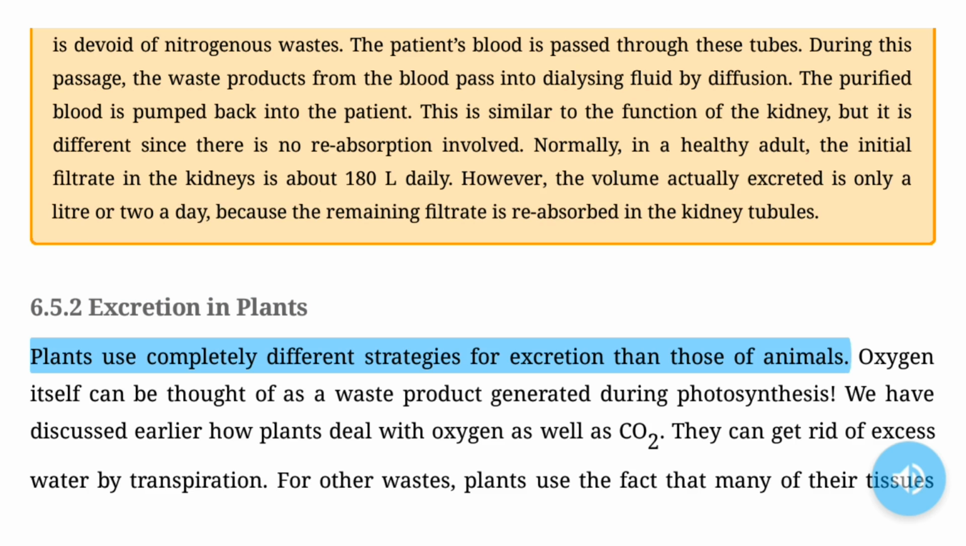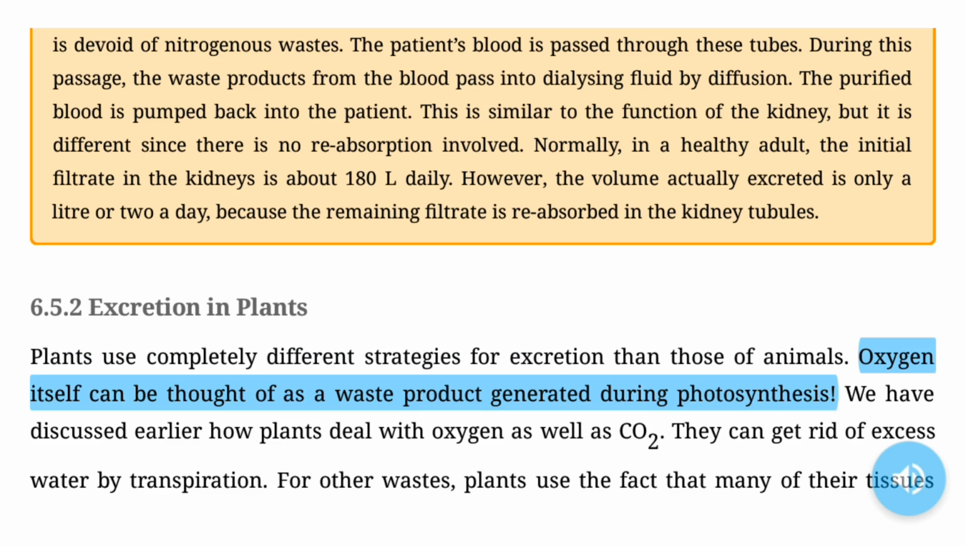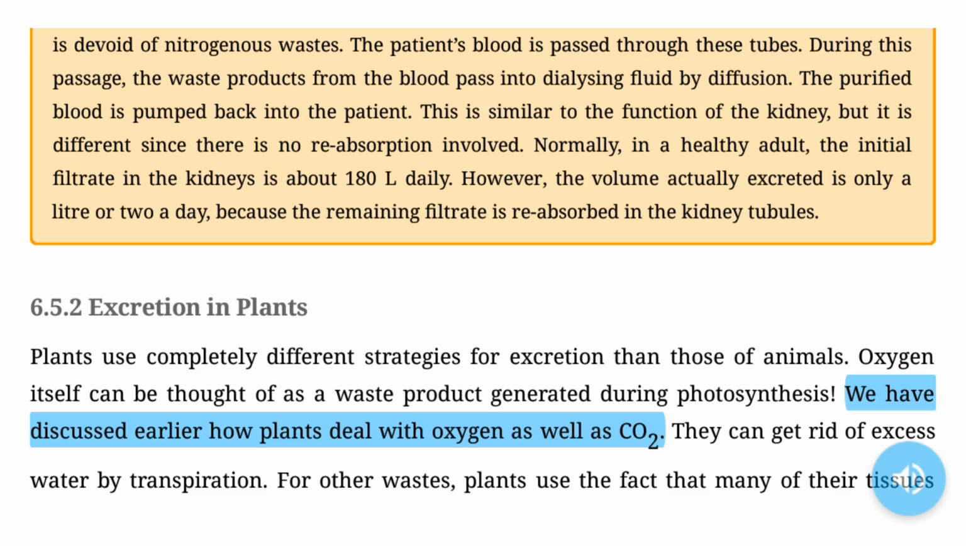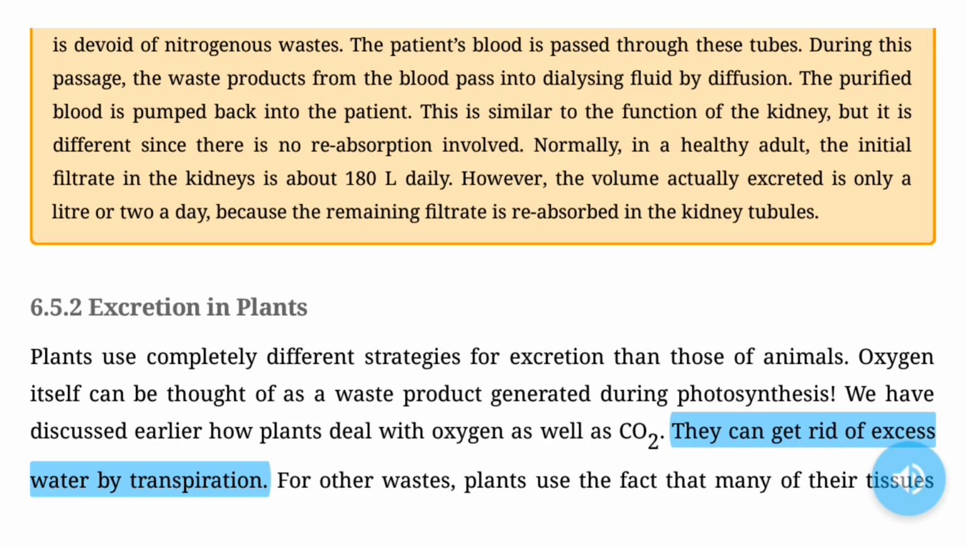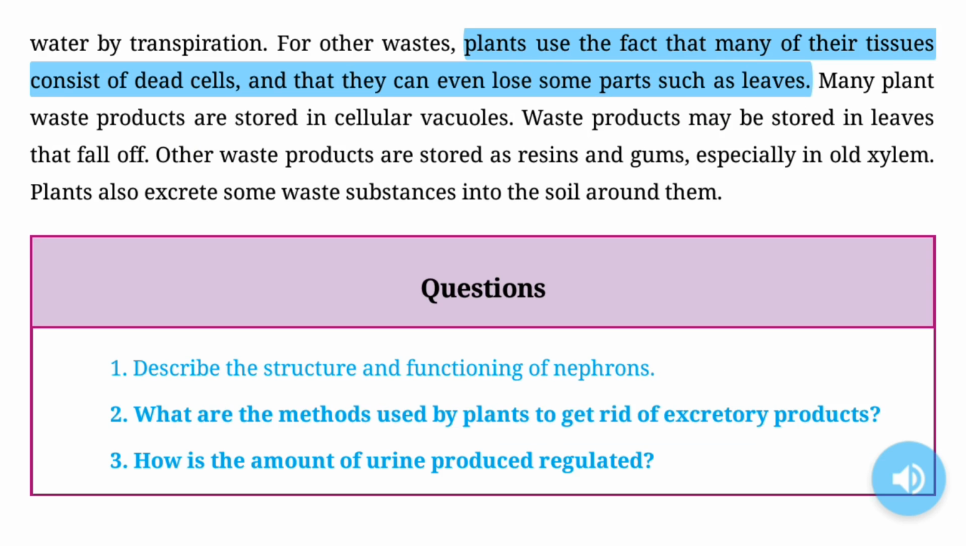Plants use completely different strategies for excretion than those of animals. Oxygen itself can be thought of as a waste product generated during photosynthesis. We have discussed earlier how plants deal with oxygen as well as CO2. They can get rid of excess water by transpiration. For other wastes, plants use the fact that many of their tissues consist of dead cells, and that they can even lose some parts, such as leaves.